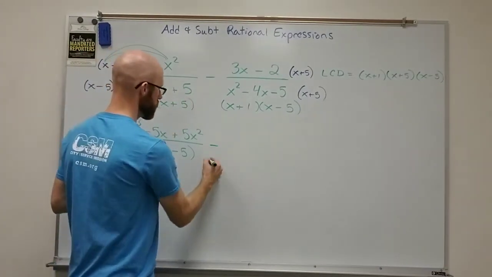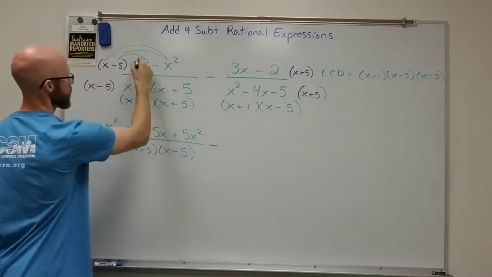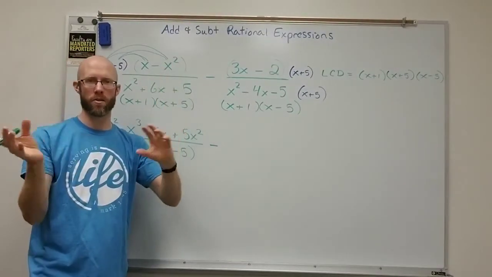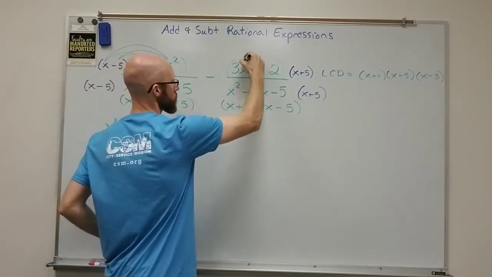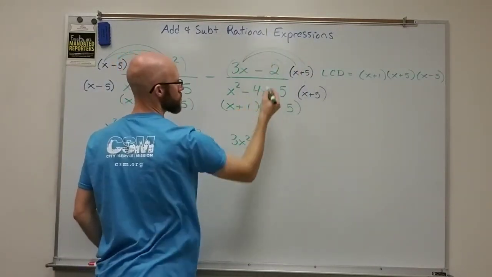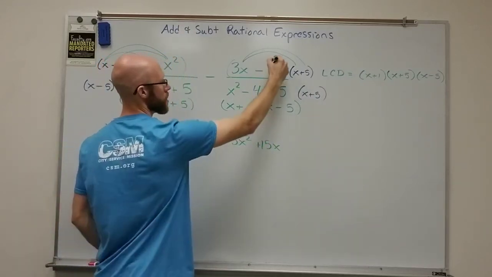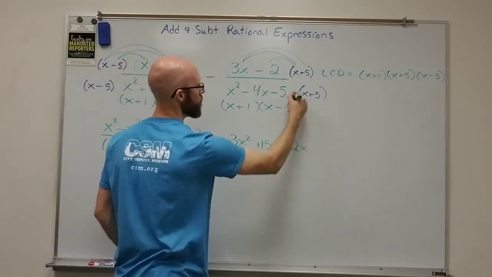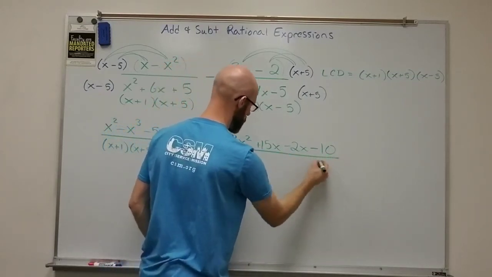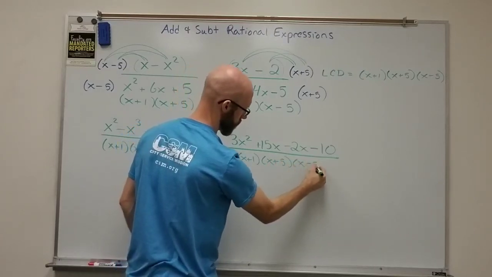Then I have my subtraction. Then I'm going to do some distributing here. Think about that as a single factor. I probably should have done that here as well. Our numerators are just a single factor we distribute through. So 3x times x is going to be 3x squared. 3x times 5 is 15x. Negative 2 times x is minus 2x. Negative 2 times 5 is negative 10. And again, we have the LCD on the bottom, x plus 1, x plus 5, x minus 5.